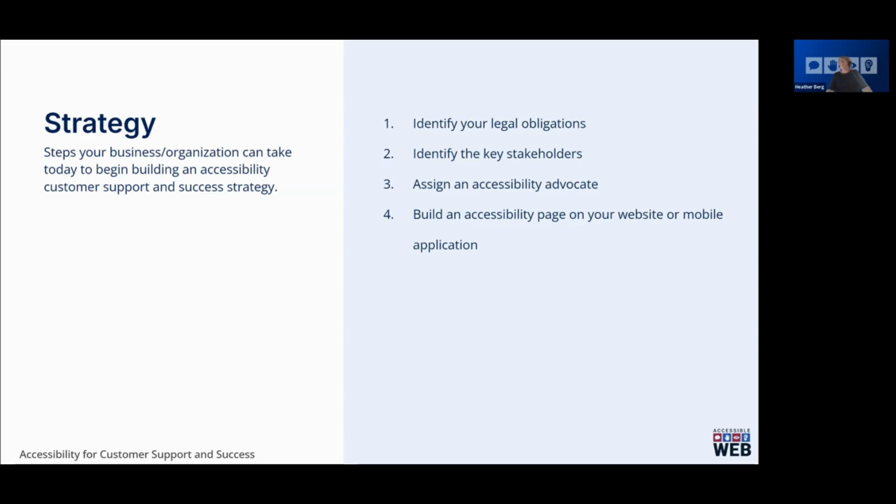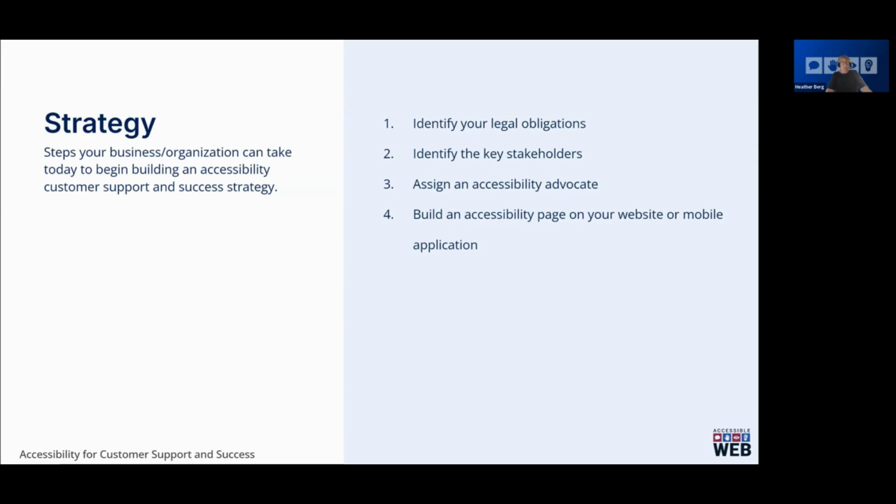The next step you can take is to identify the key stakeholders within your organization that will be involved in building an accessibility customer support strategy. You can assign an accessibility advocate. We'll talk a little bit more about what that specifically means. And then you can start thinking about building an accessibility page on your website or your mobile application. And here in a few minutes, we'll go into a little bit more detail on those so that you know a little bit more about what you're getting into there.